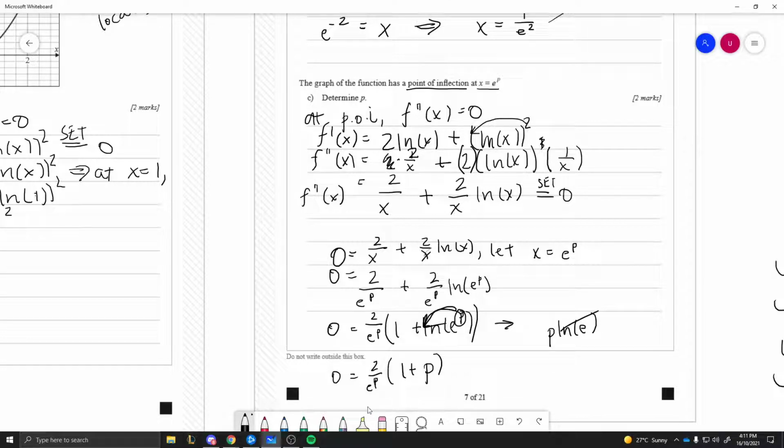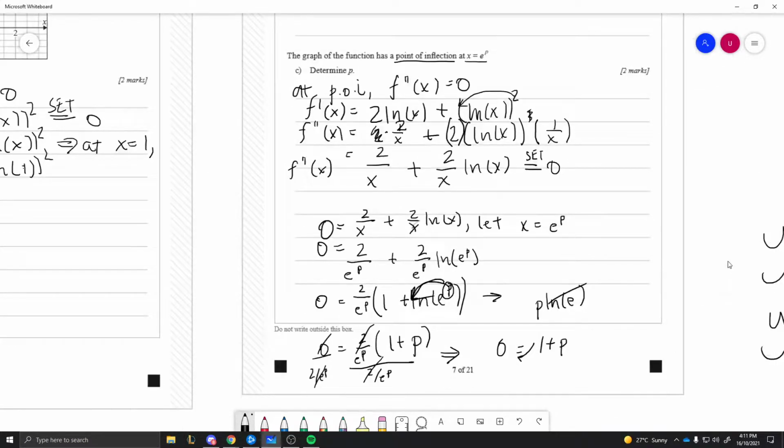Then you can divide both sides by 2 over e to the p. So let's continue here. This cancels, this cancels, so 0 equals 1 plus p. You get rid of the brackets because they don't really matter at this point. 1 plus p, and then put the 1 on this side. So negative 1 equals p. There you are, that's the answer.